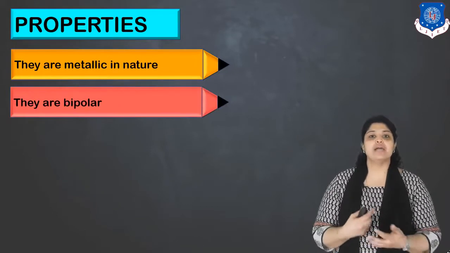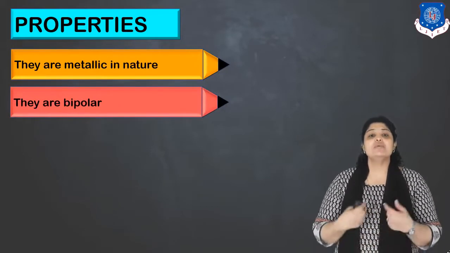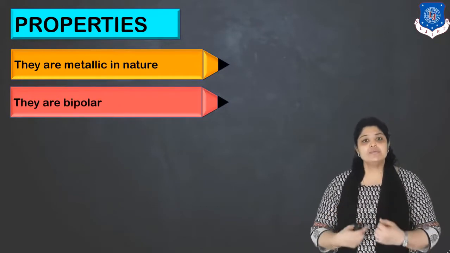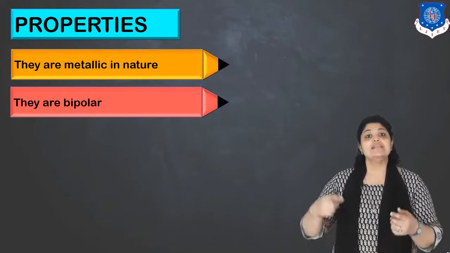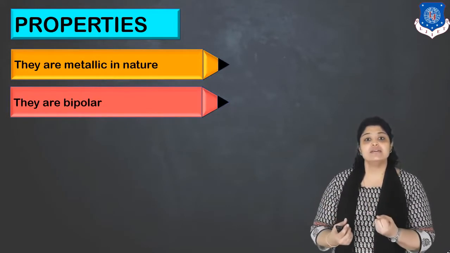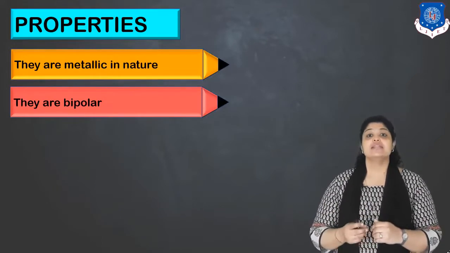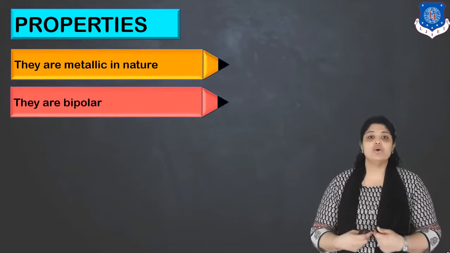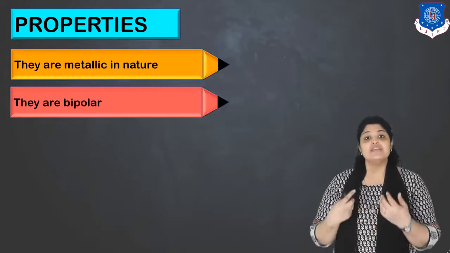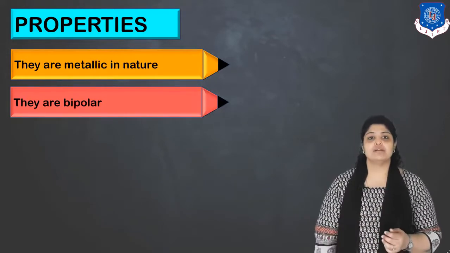Let's see what is the next one. They are said to be bipolar. What do you mean by the word bipolar? They are said to be bipolar because in semiconductors, the carriers of electricity, the carriers of current, can be electrons and they can be holes. So we say they are bipolar.